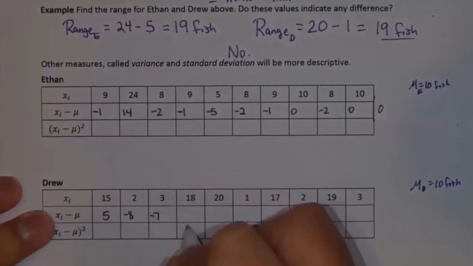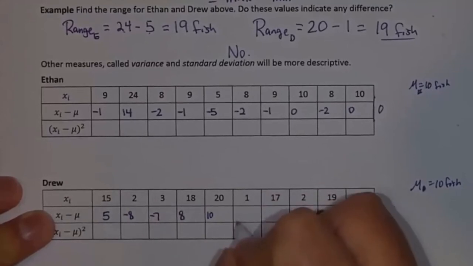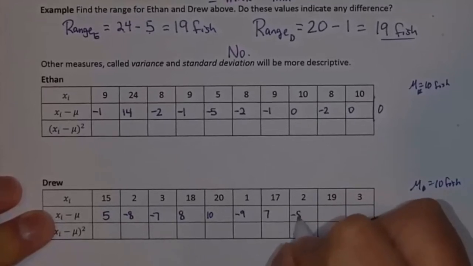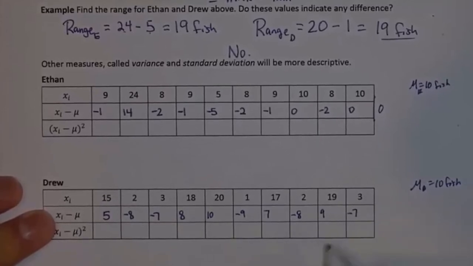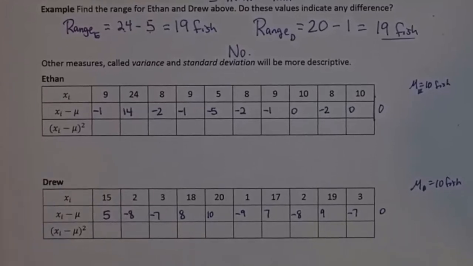3 minus 10, -7. 18 minus 10, +8. 20 minus 10, +10. 1 minus 10 is -9. 17 minus 10 is 7. 2 minus 10 is -8. 19 minus 10 is 9. 3 minus 10 is -7. And if you add all of those up, and you can double check me, that adds up to be 0 as well. Again, because about half of the values are negative and half of the values are positive, and they cancel out. That always happens. So that didn't work for a measure of dispersion. We couldn't find an average because we always get 0.